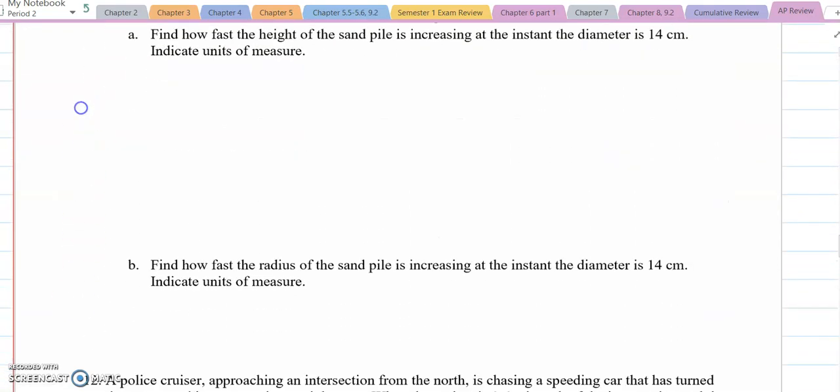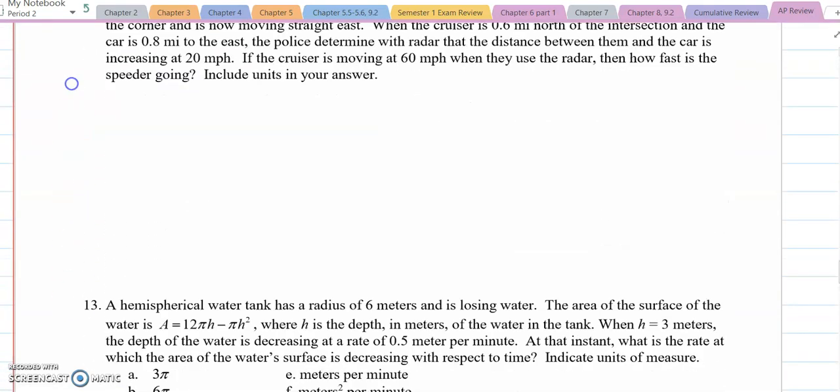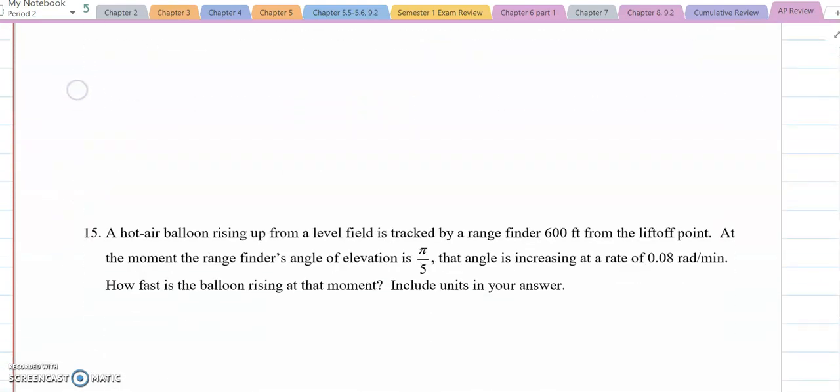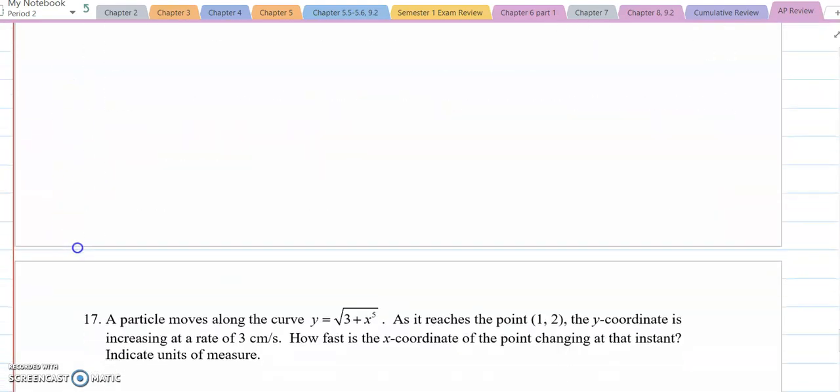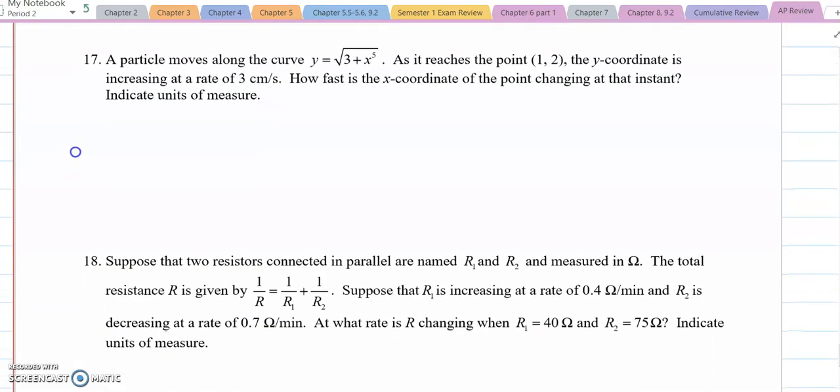There's a lot of good problems in here. The ones I'm going to fast forward to are those that give you the equation. So I'm going to look at number 17. A particle moves along the curve y equals root of 3 plus x to the 5. As it reaches the point (1, 2), the y-coordinate is increasing at a rate of 3 centimeters per second. How fast is the x-coordinate of the point changing at that instant? And indicate units of measure.